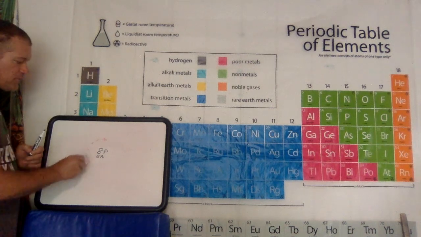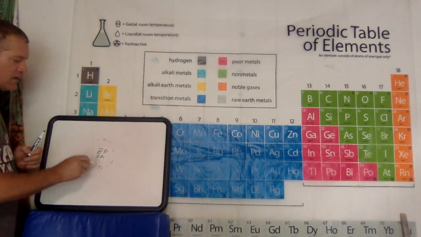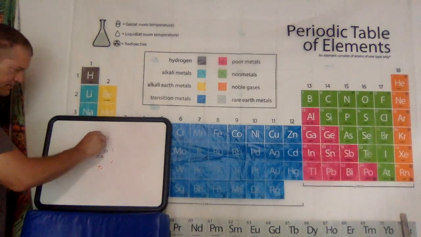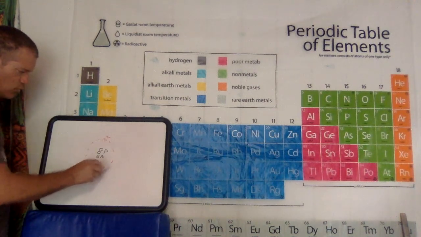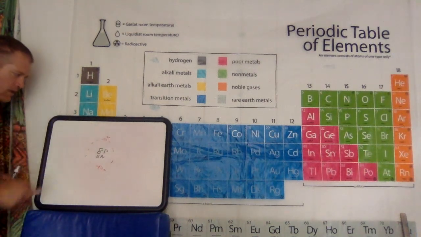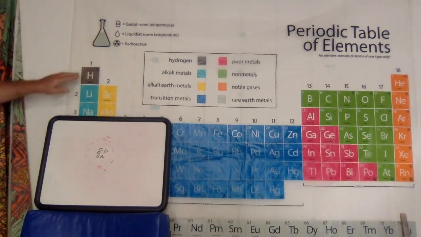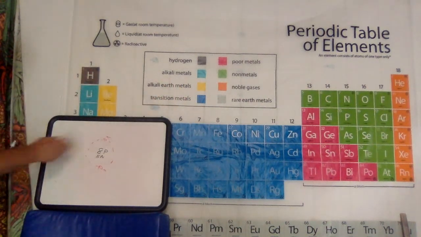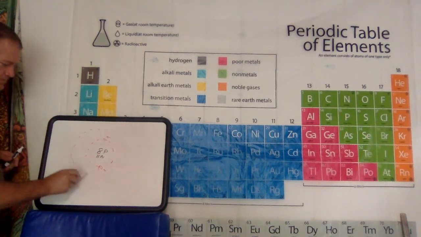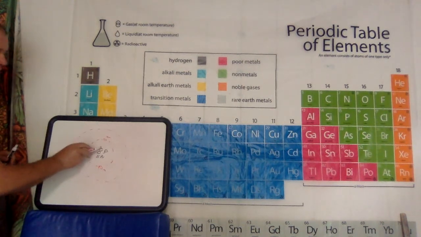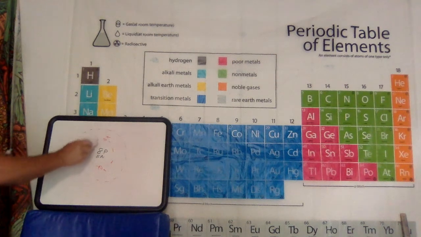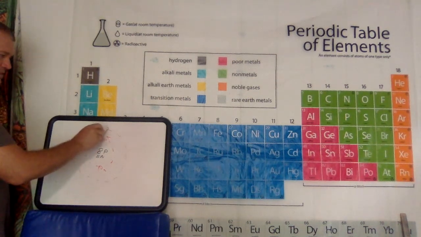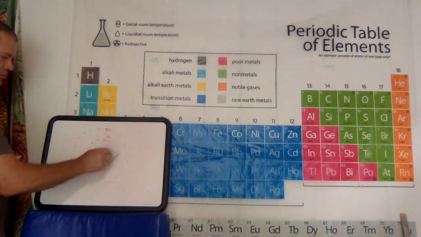How many electrons will go in the first shell? I put in my electrons. They're negatively charged, and they're whizzing around there at incredible speed. The first shell will only hold 2. That's all it holds. Second shell's a little bigger, and it can hold 8, but I've already used 2 of them up, so how many more do I need? 6. 2 and 6 make 8. I'll spread them out a little bit.